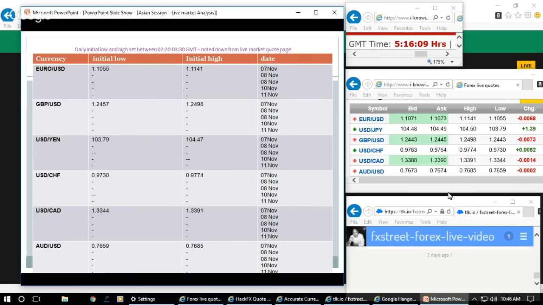They have not breached the low or the high still. In the case of Canadian dollar, 1.3344 is the low, 1.3391 is the high. They have not breached the low or the high. Then Australian dollar, 76.59 is the low, 76.85 is the high. They are not breached. So you find the activity only in the case of USD yen and GBP to start with.